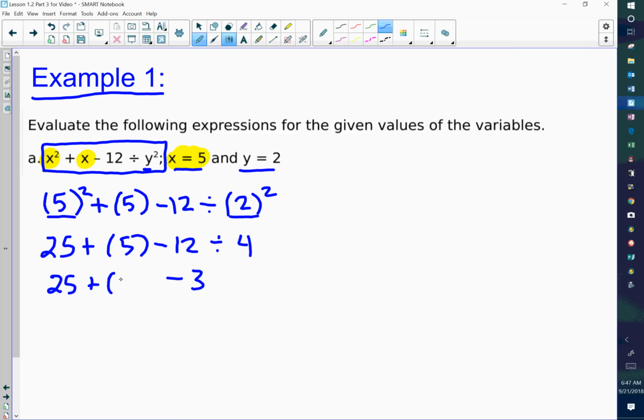Again, write out the whole rest of the problem. And then the last step is to do addition and subtraction, moving from left to right. 25 plus 5 is 30. 30 minus 3 is 27. And that's it. Now I could have written an extra step in there by writing 30 minus 3. I'm hoping at this point you can see that and do that mental math.